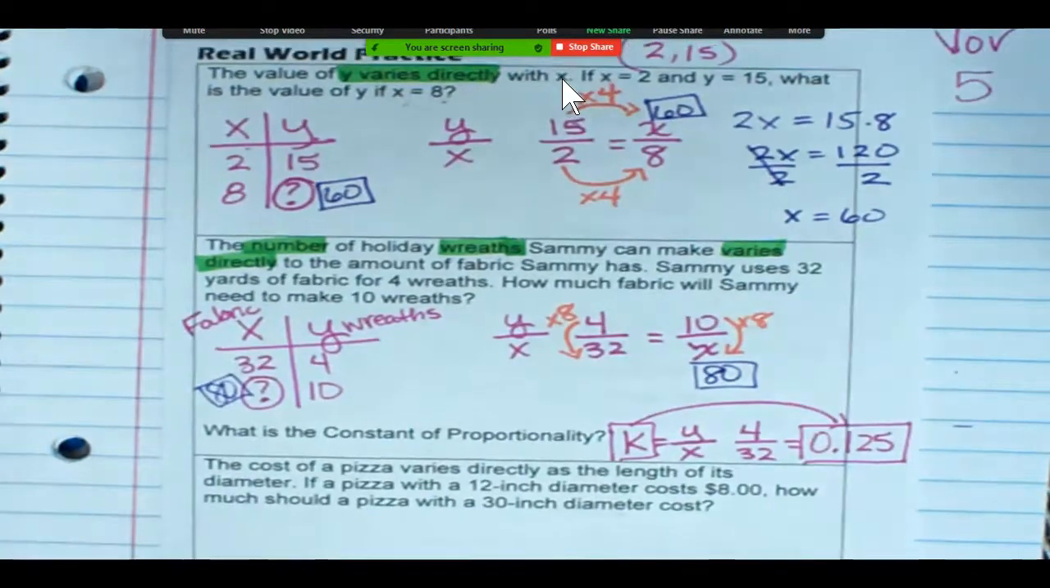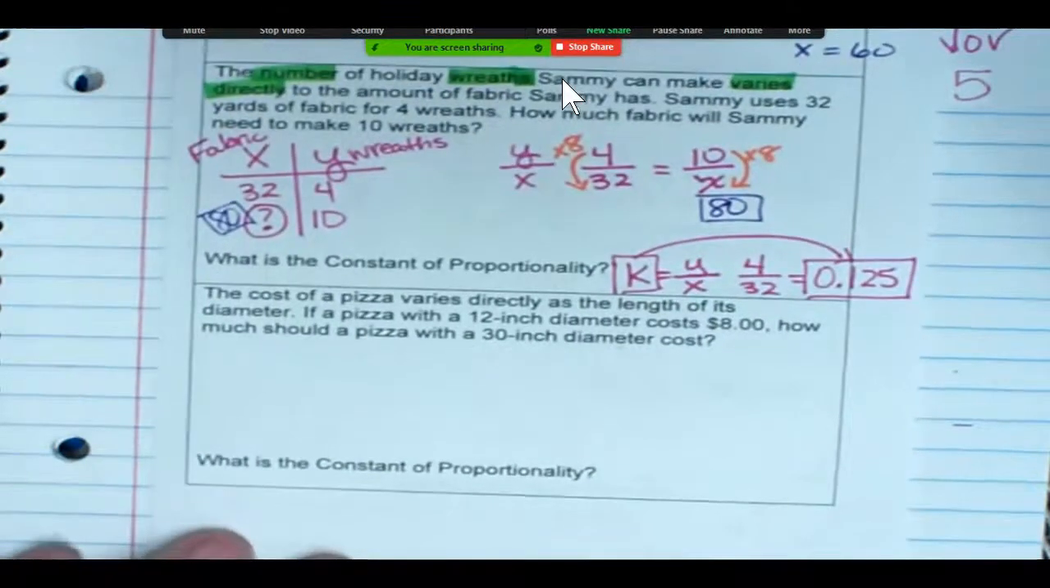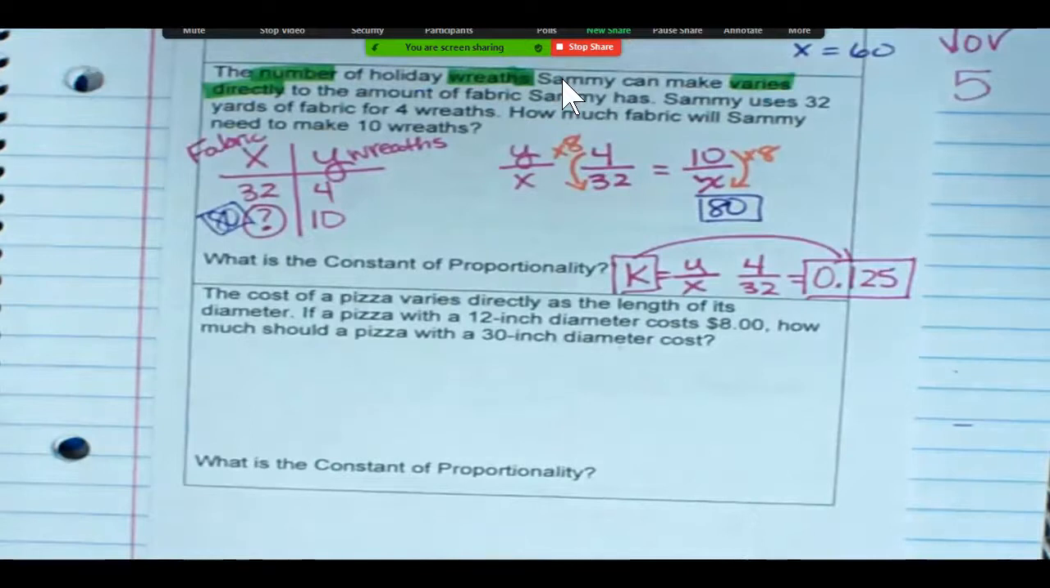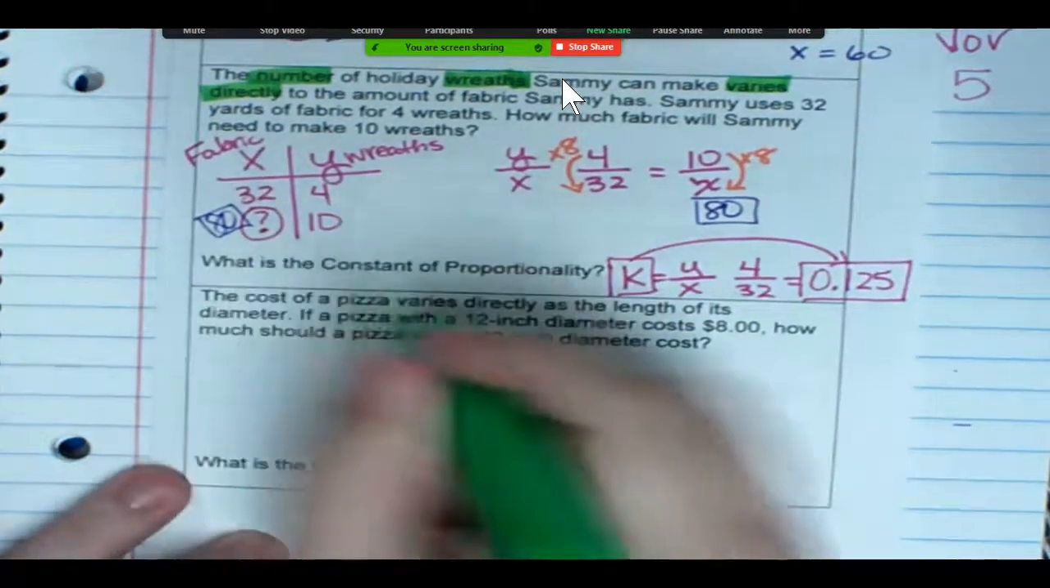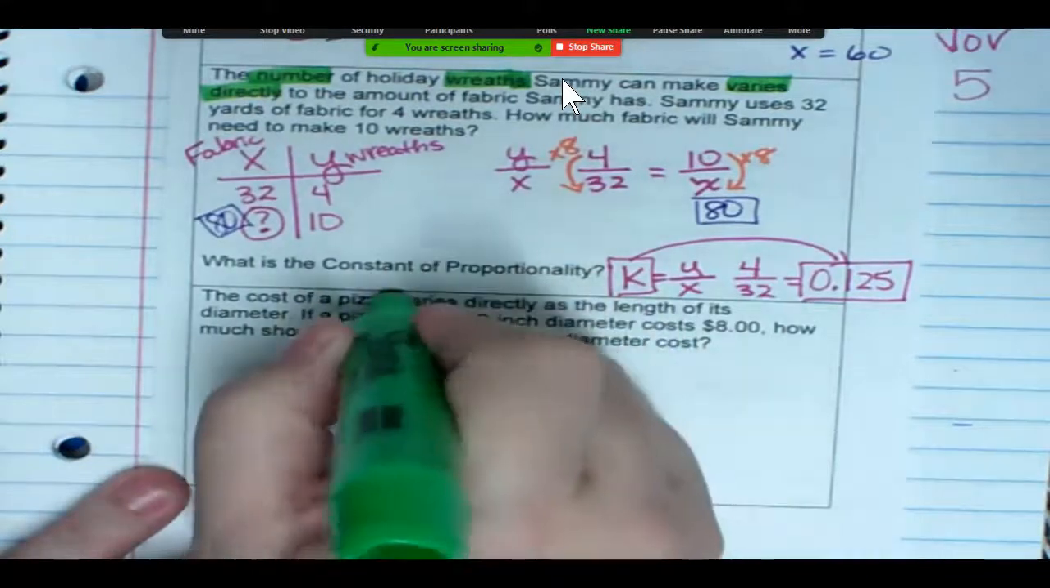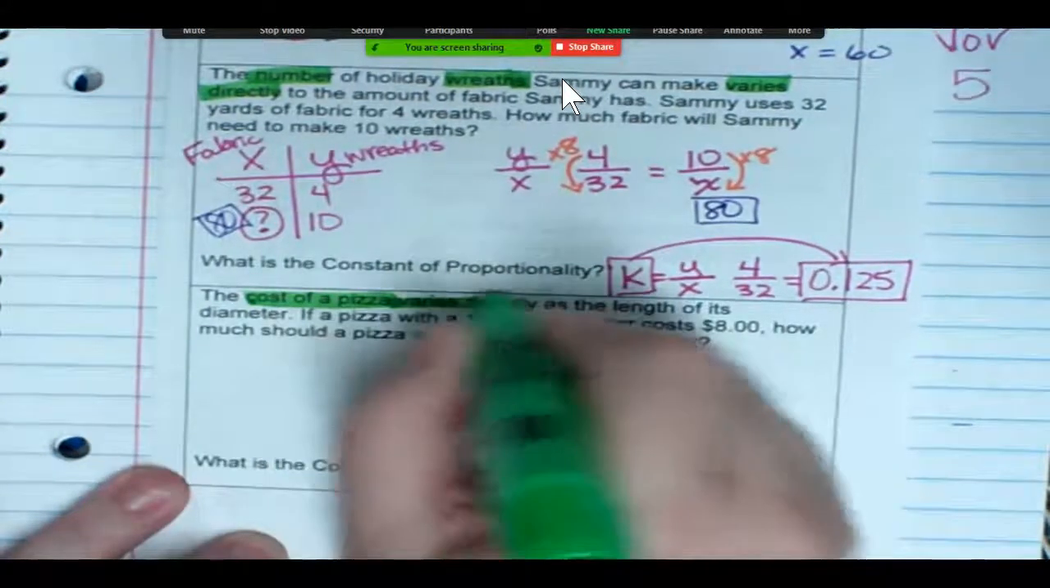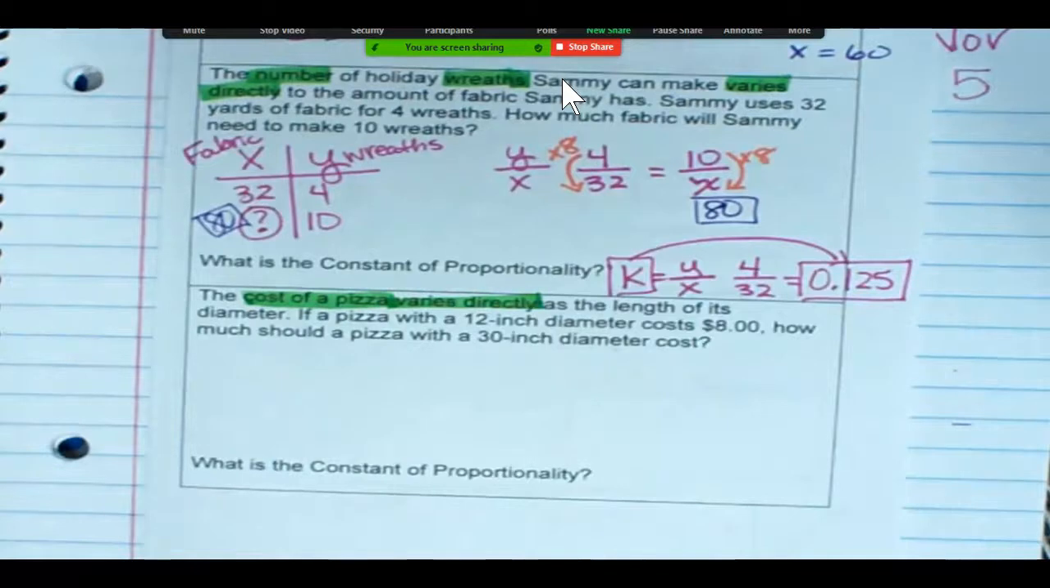All right, last one, and then we'll be done. The cost of a pizza varies directly as its length of its diameter. So the cost of pizza varies directly. So what's going to be my y value? The pizza cost or the diameter? The pizza cost. And remember, I told you already, money was always y.